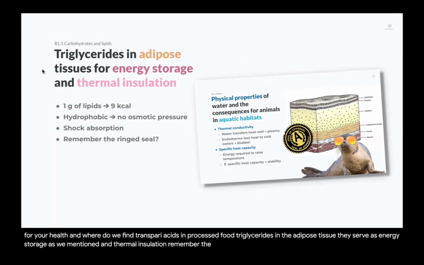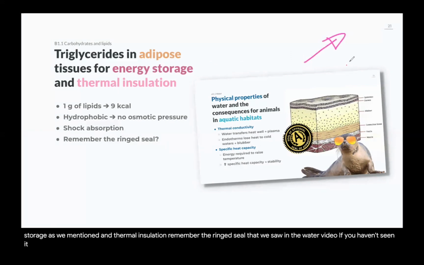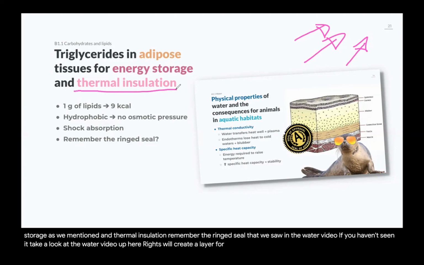Now, triglycerides in the adipose tissue, they serve as energy storage, as we mentioned, and thermal insulation. Remember the ring seal that we saw in the water video? If you haven't seen it, take a look at the water video up here. The triglycerides will create a layer for insulating the animal against heat loss.